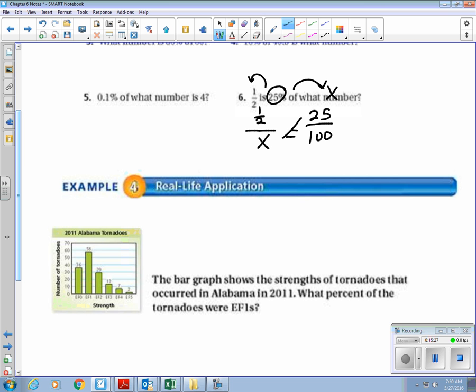So we can go ahead and do our cross multiplication, and I get 25x is equal to 1/2 times 100, which is 50. Divide both sides by 25. And I get x is equal to 2. So 1/2 is 25% of 2.